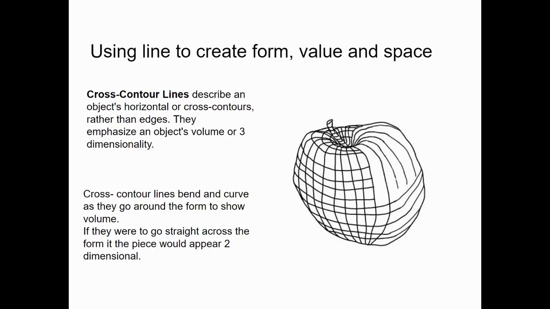We're going to use cross-contour lines in this drawing. Cross-contour lines describe an object's horizontal or cross contours rather than just the edges. It's basically like taking a grid and wrapping it around the object so that you can see how the lines bend and curve as they go around that form to show the volume. If we were to use straight lines, the object in those places would feel very flat rather than round.